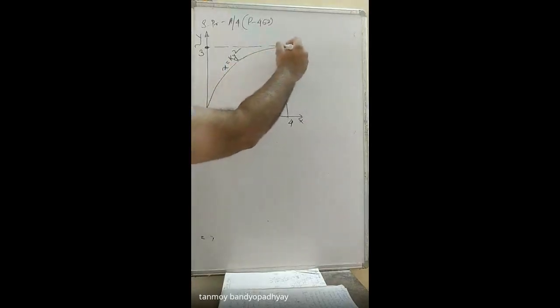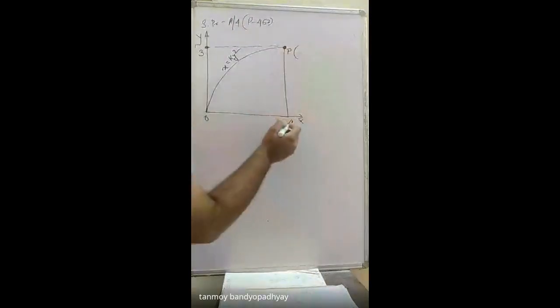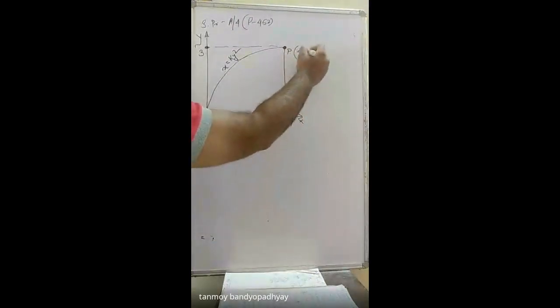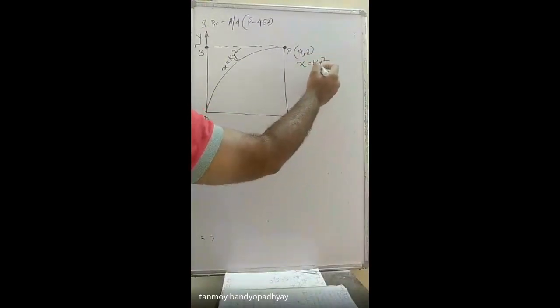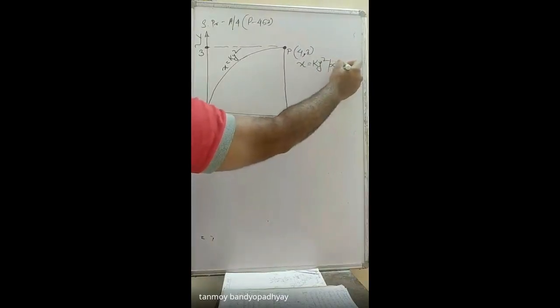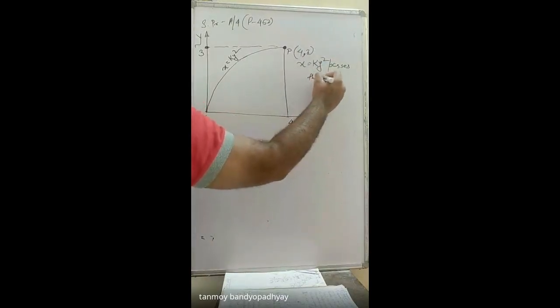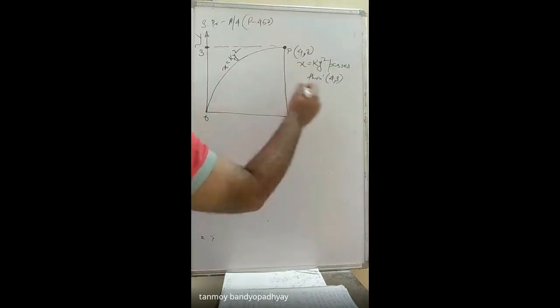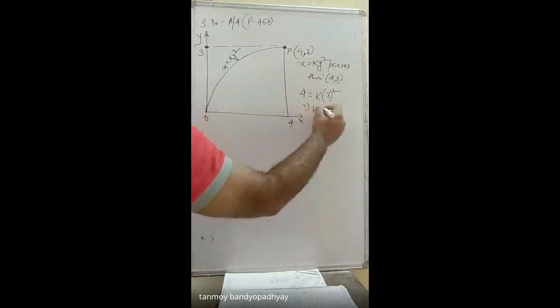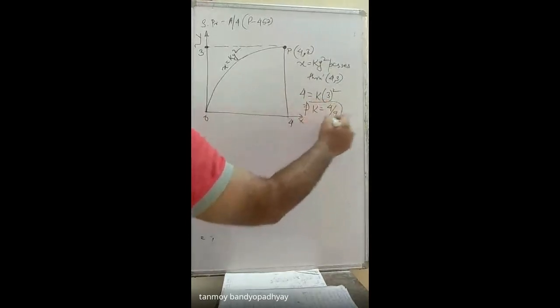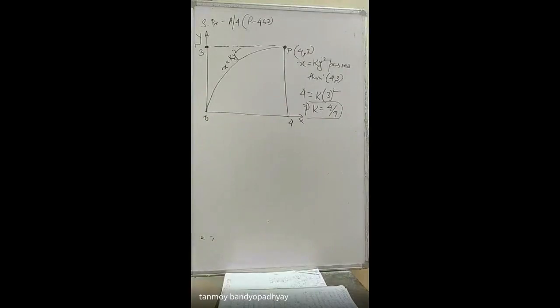Initially, as you understand, we have to calculate k. The curve passes through the point 4, 3, that is, this point lies on the curve x equals k y square. If I put it here, I should have 4 equal to k into 3 square. So k will be equal to 4 by 9. k is a constant which can be calculated considering any point lying on the curve.